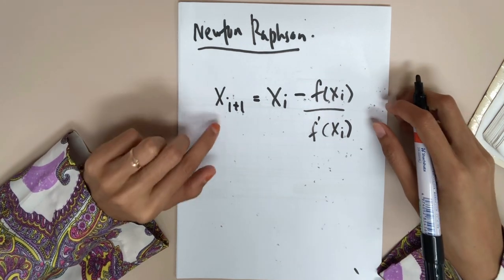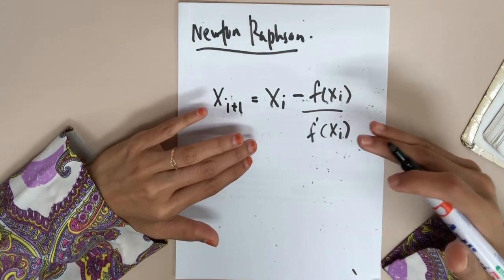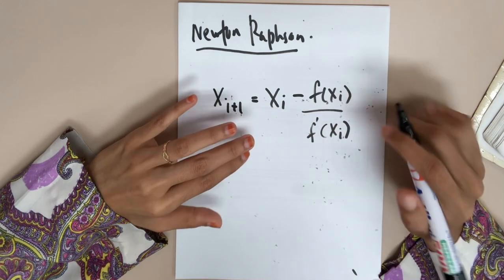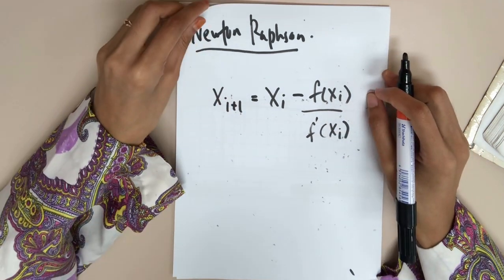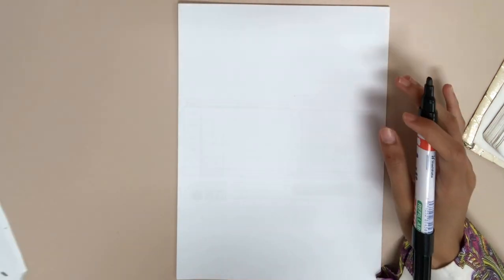So x i plus 1 equals x i minus f(x i) over f prime (x i). So f prime means you need to differentiate. Alright, so now I give you the example.